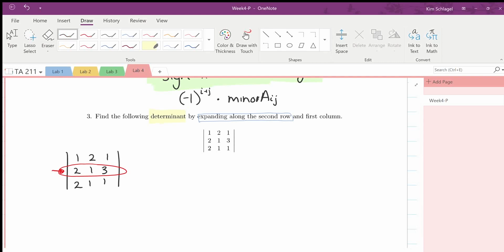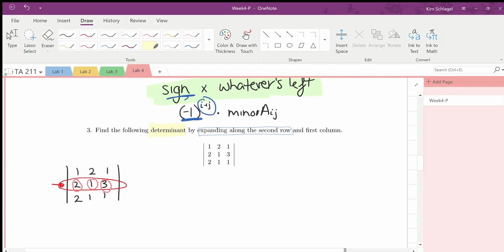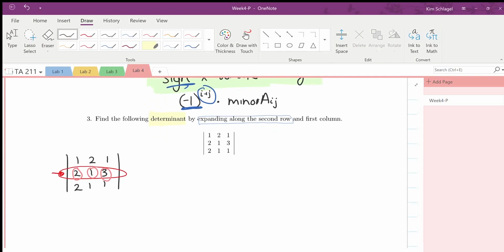Okay, so what that means is we're going to take each entry in here and expand with that entry. Before we do that, we're going to talk about this sign thing here, this negative 1 to the i plus j. The i plus j is just referring to our position in the matrix. So right here we have our i and our j. So our position is essentially 1 plus 1 equals 2, right? So right here, our i plus j is equal to 2.